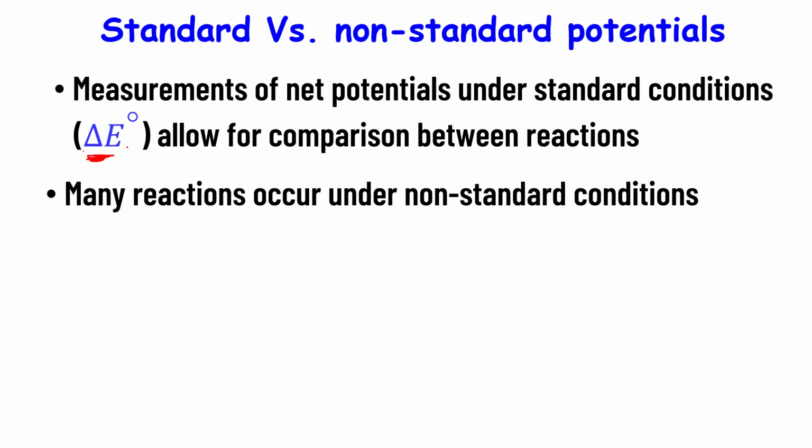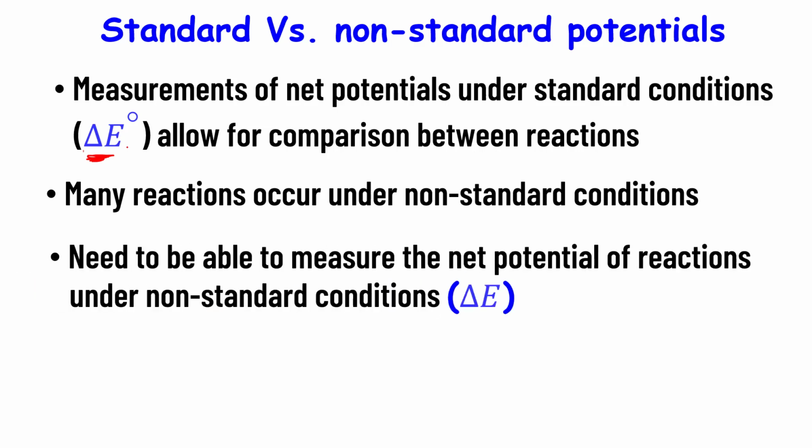Okay, and so that means that we should have a method to be able to calculate or to obtain the net potentials under these non-standard conditions. Those net potentials that we measure under non-standard conditions are going to be indicated by delta E without the naught on the top, right? Anytime you put the naught on the top, that tells you that it's measured under standard conditions, and that's what we have right here. But what I'm trying to tell you is that so far we were good at measuring all of these things. Now we need to find a way to figure out what this value delta E is, and not delta E naught. Okay, so how do we measure these potentials under non-standard conditions?